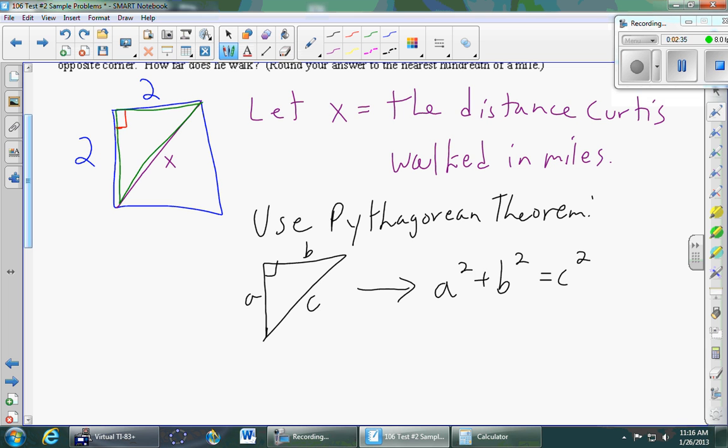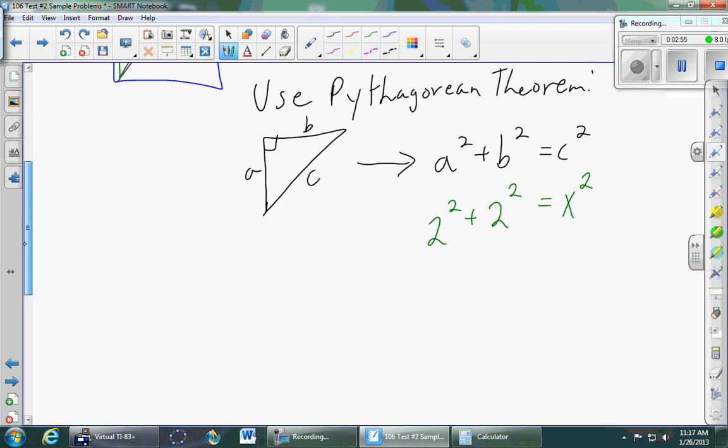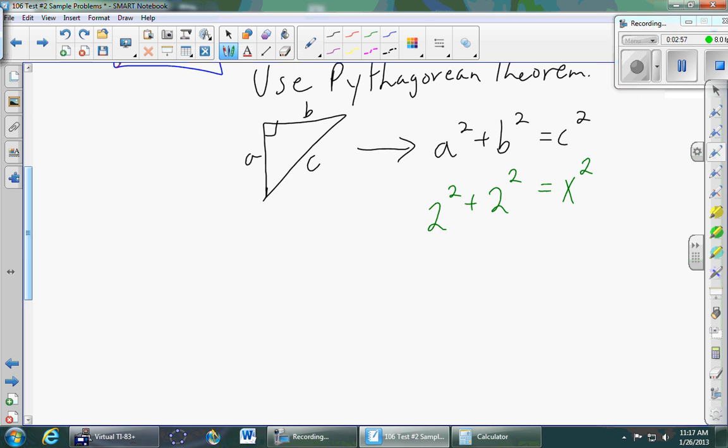So in the green triangle, we have a 2 and a 2 on the 2 sides that were labeled A and B. So this becomes 2 squared plus, and this is also 2 squared, equals, and then we don't have C in our picture, but what letter do we have where the C is supposed to be? We have an X, so that's an X squared. And now we can leave the pictures behind and just focus on this equation, do some algebra here. 2 squared is 4, plus another 4 is x squared. 8 is x squared. And then how do we solve that equation?